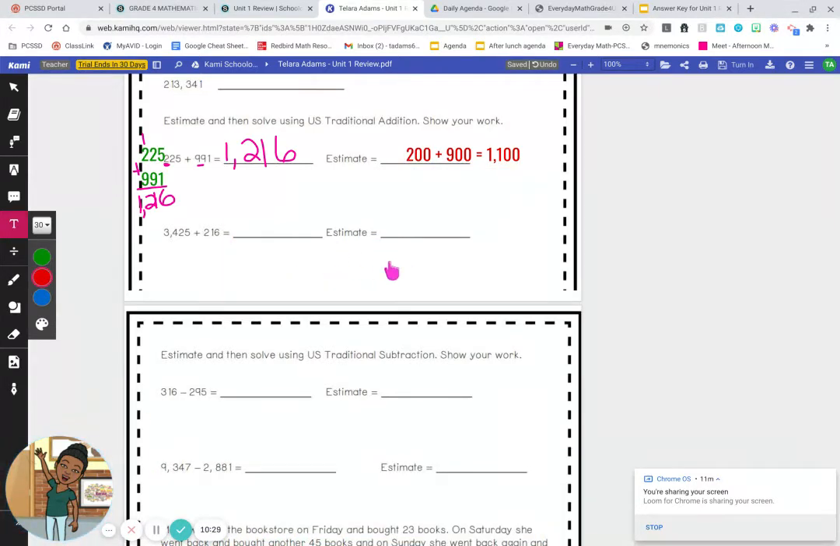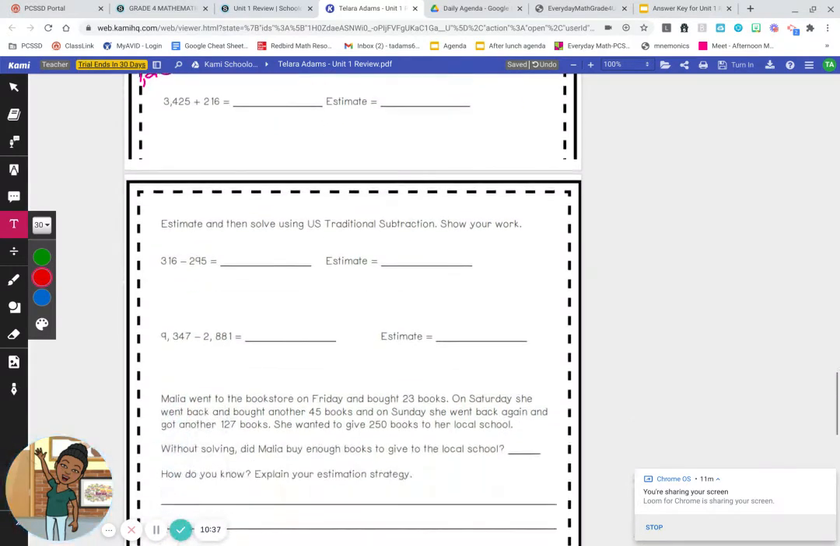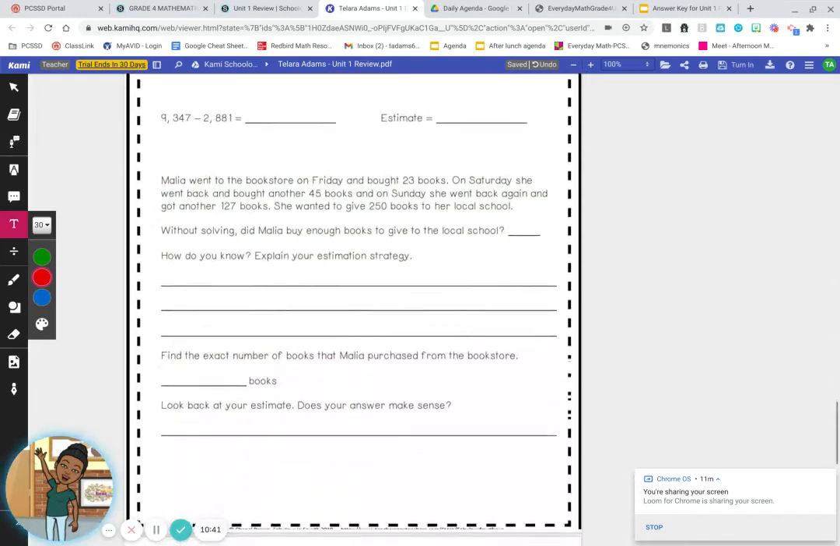Continue the last addition problem and then do the same for subtraction. Show your work and then show me your estimate. I want to see how you are estimating. Your estimate will also tell you if your answer is close or if it's about right.